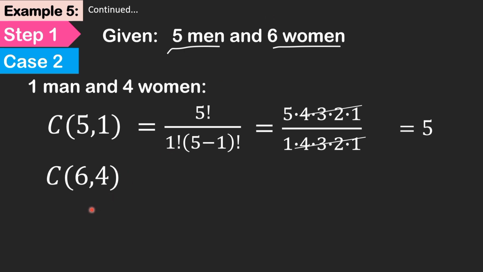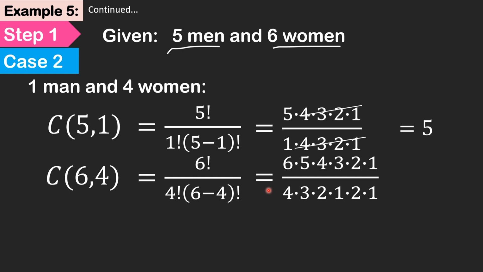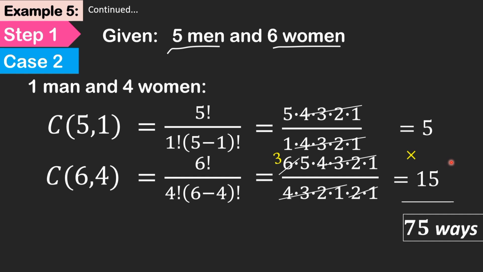Next is choose 4 women from the 6 women. The combination of 6 taken 4 at a time. Substitute the value of n, which is 6, and r, which is 4, to the combination formula. Then expand, simplify by cancellation. It is equal to 15. Multiply the results. Then there are 75 ways to select 1 man and 4 women to form the committee of 5.